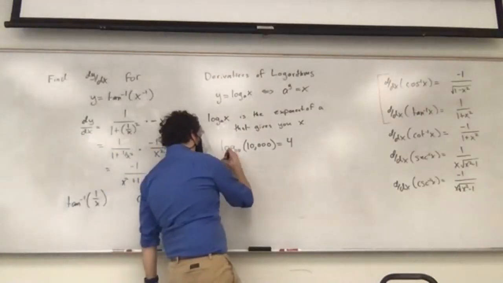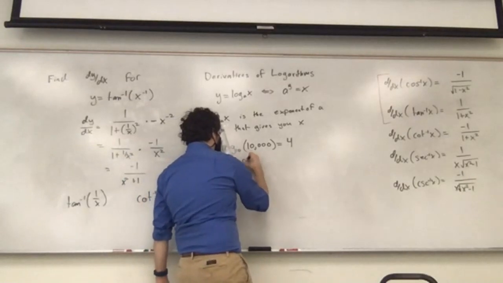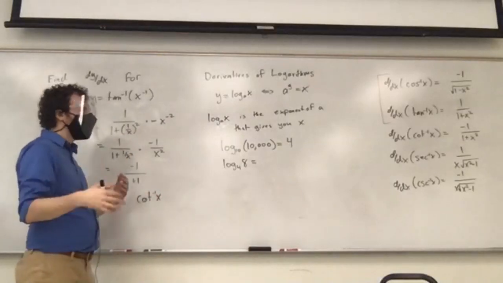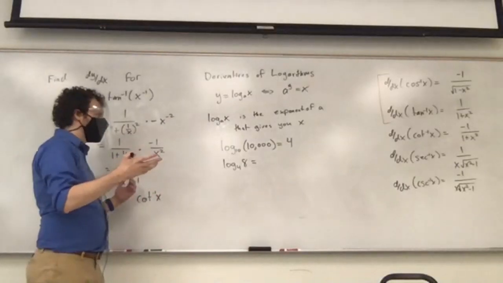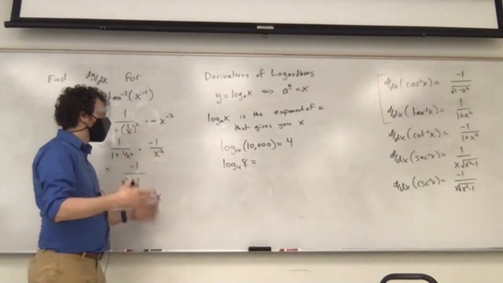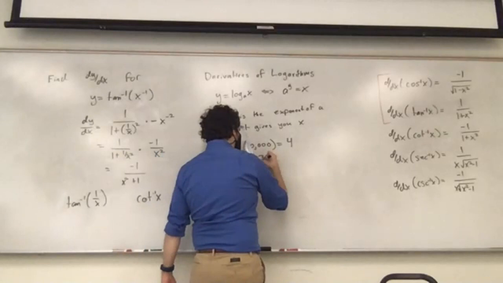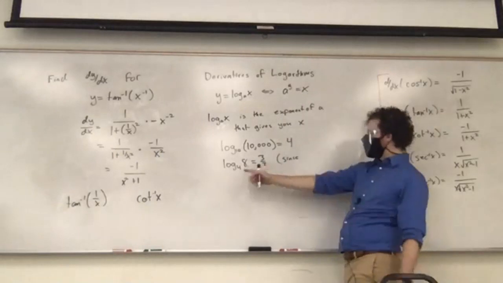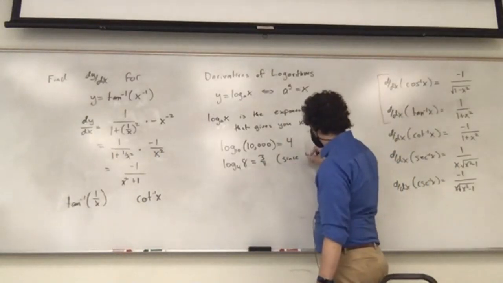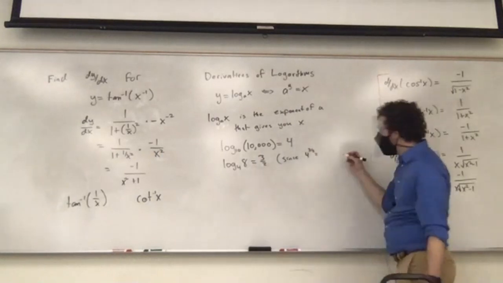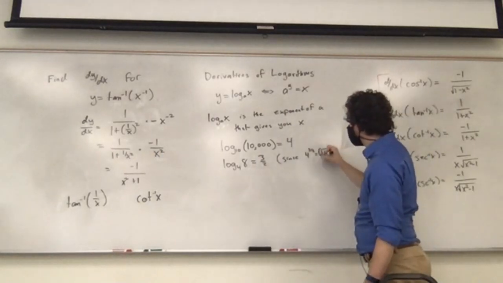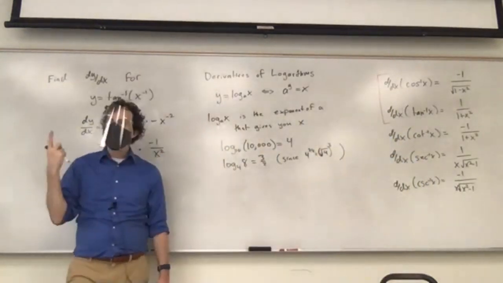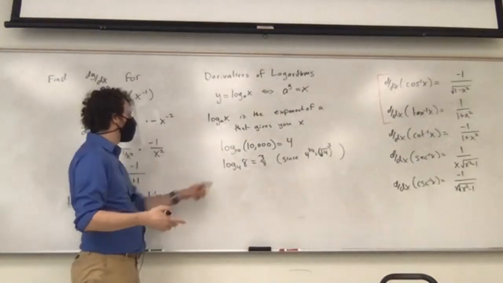Or for instance, if we have log base 4 of 8, this number, what power of 4 gives you 8? And this is not as straightforward to see, but this number turns out to be 3/2. And you can check that this is true because 4 to the 3/2 says take the square root of 4 and then cube it. And the square root of 4 is 2, 2 cubed is 8. So 3/2 is the power to go from 4 to 8.